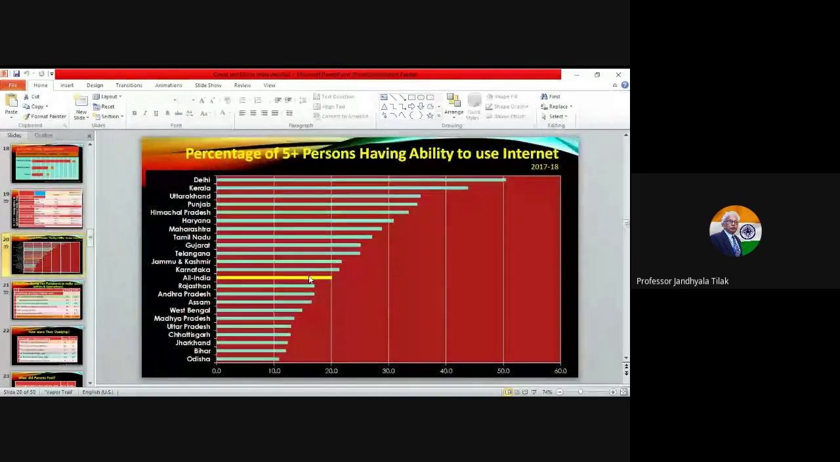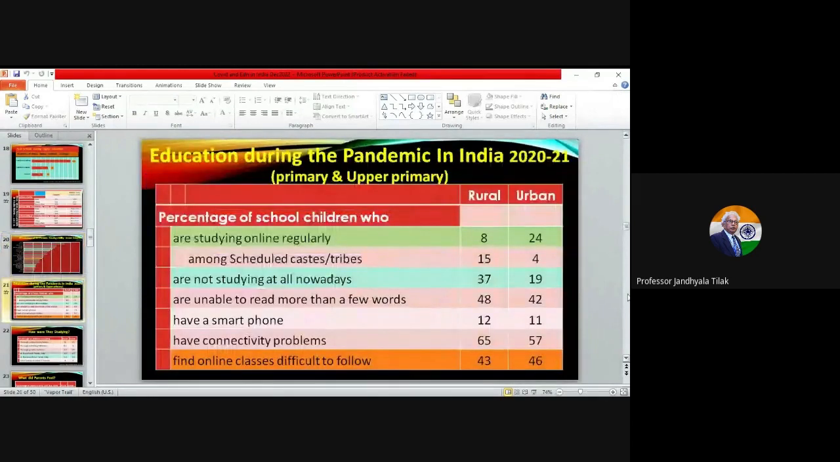Who have the ability to use internet among the 5+ population in the country. This varies very, very high, but the maximum that we find is 50% in Delhi, and this is between 10 to 20% in quite a few states: Rajasthan, Andhra Pradesh, Assam. In fact, in states like Andhra Pradesh, which is said to be tech savvy, and West Bengal, Madhya Pradesh, Uttar Pradesh, Chhattisgarh, etc. And the situation is really far from satisfactory for any kind of online activities to be meaningfully taken up. So, how many children were really studying?